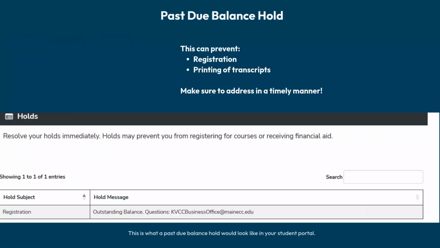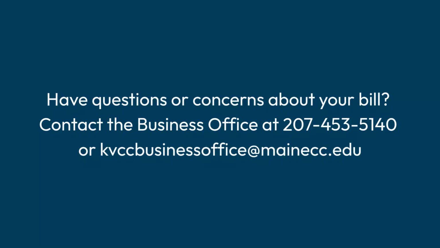If you have an outstanding balance owed to the institution, you may receive a past due balance hold on your account. This hold will prevent adjustments to your registration, printing of transcripts, and should be addressed in a timely manner. If you have any questions or concerns about your bill, make sure to reach out to the KVCC business office. You can call them at 207-453-5140 or email kvccbusinessoffice@maincc.edu.